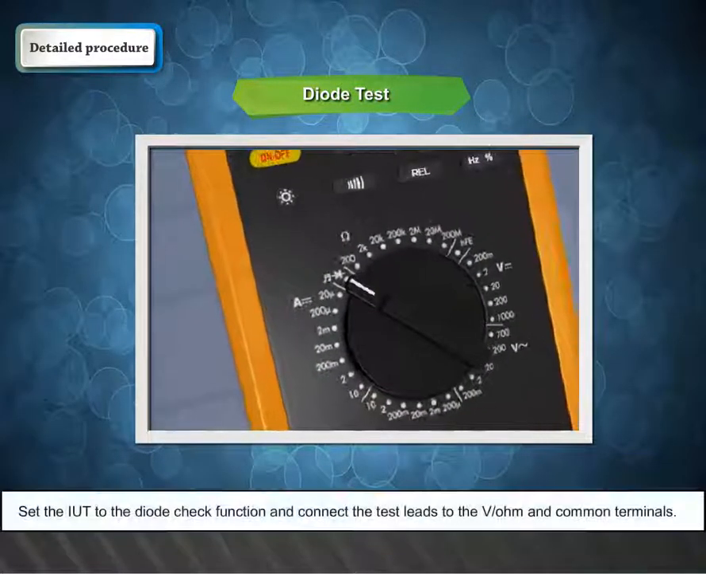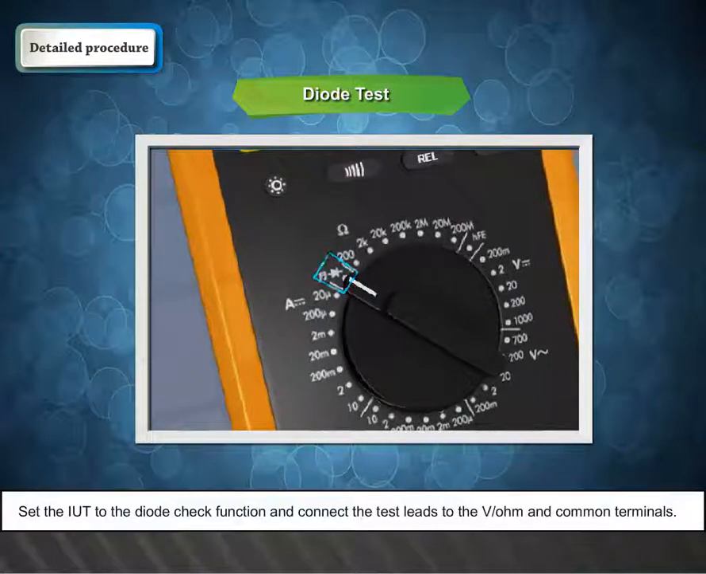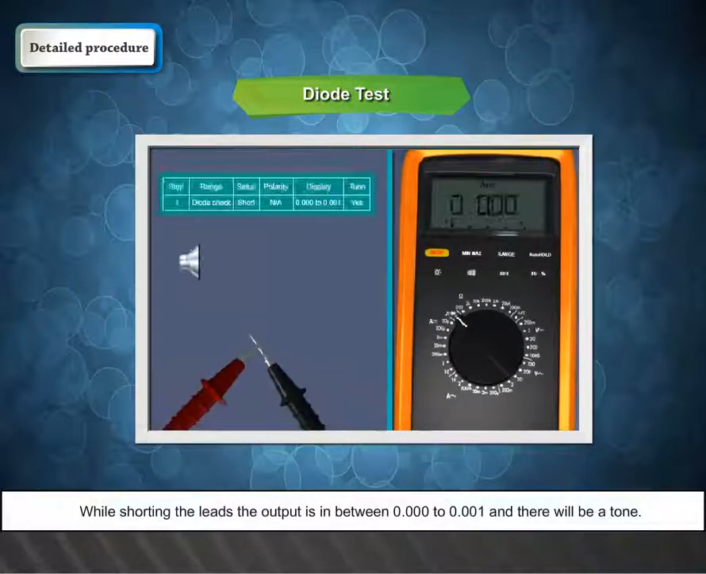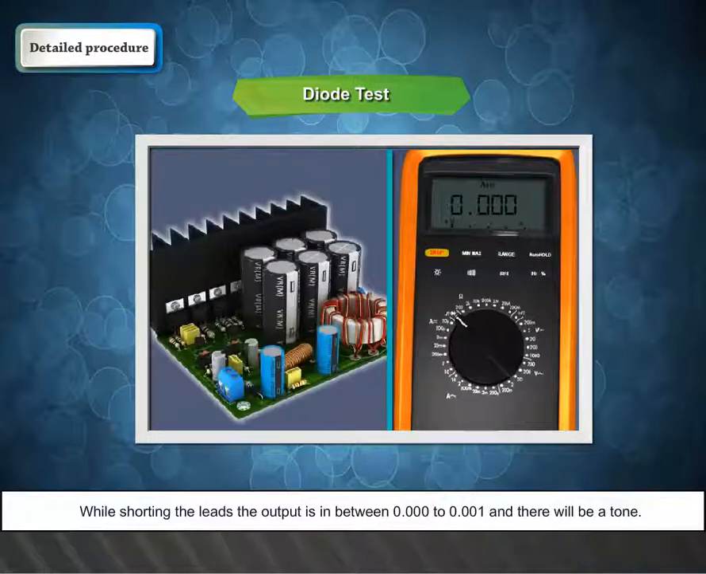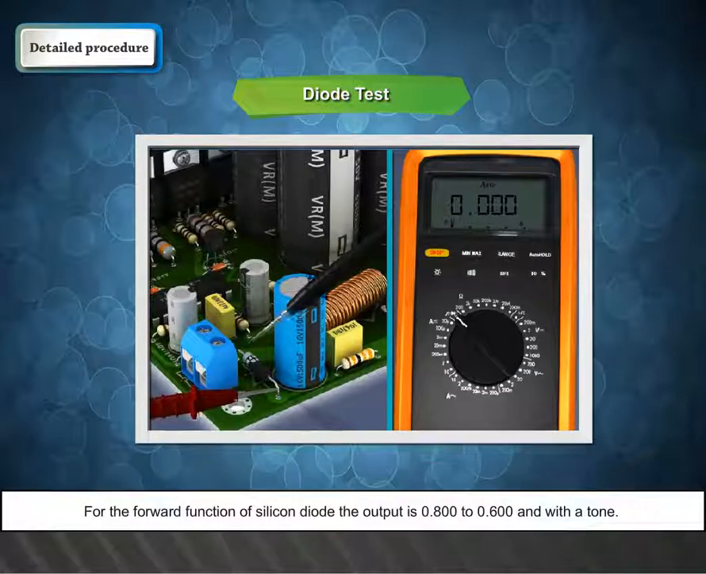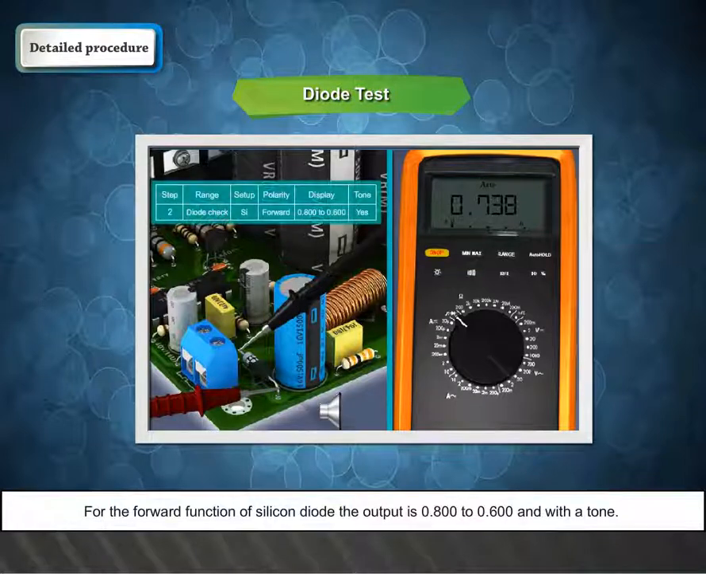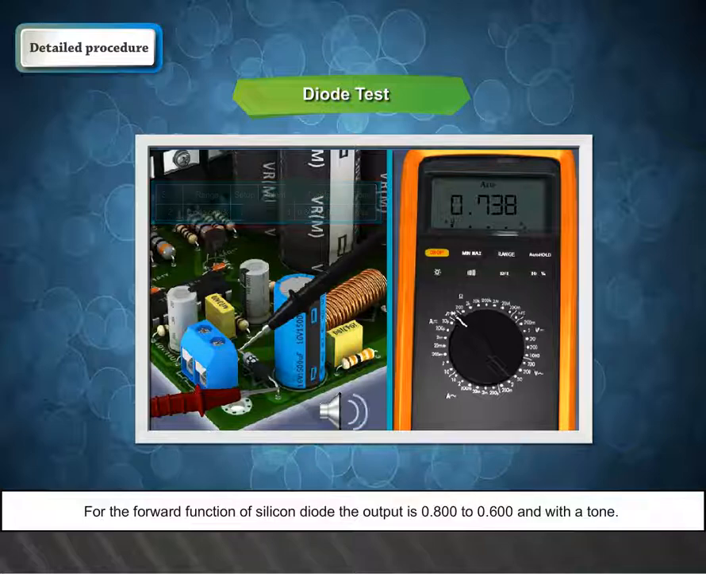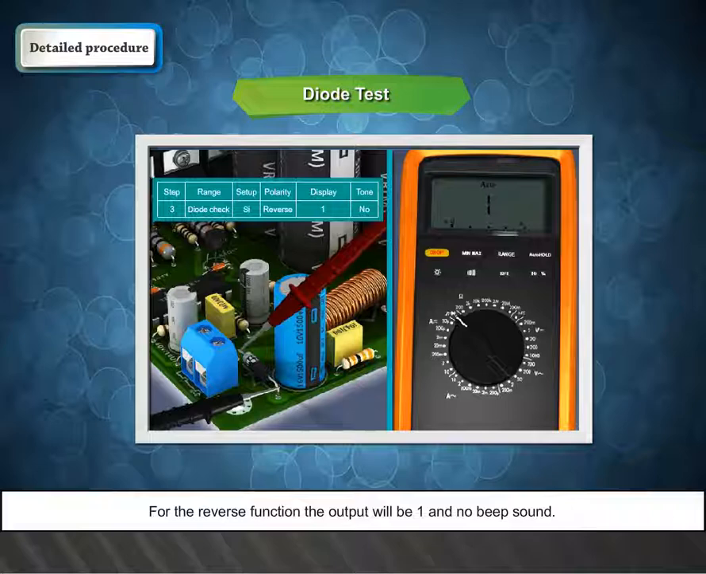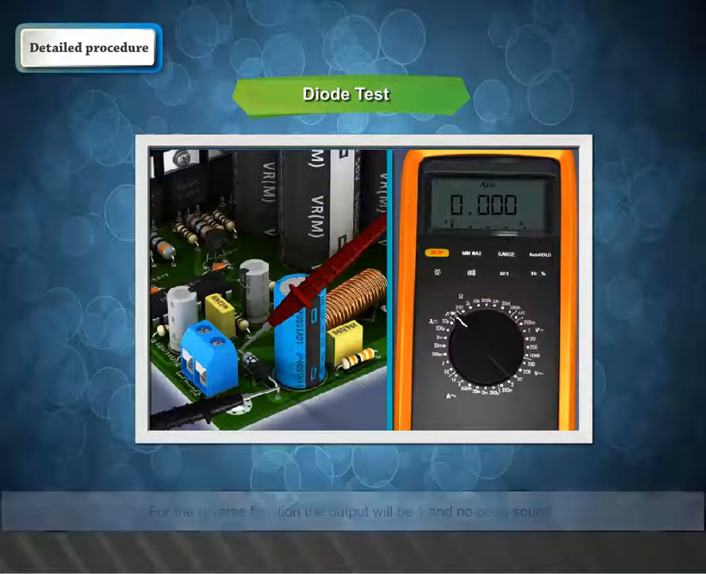Diode test. Set the IUT to the diode check function and connect the test leads to the voltage per ohm and common terminals. While shorting the leads, the output is in between 0.000 to 0.001 and there will be a tone. For the forward function of silicon diode, the output is 0.800 to 0.600 and with a tone. For the reverse function, the output will be 1 and no beep sound.